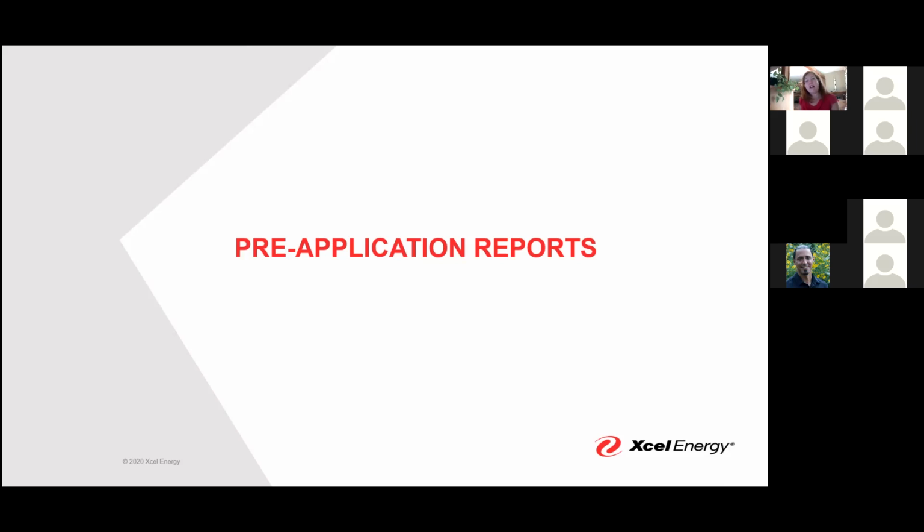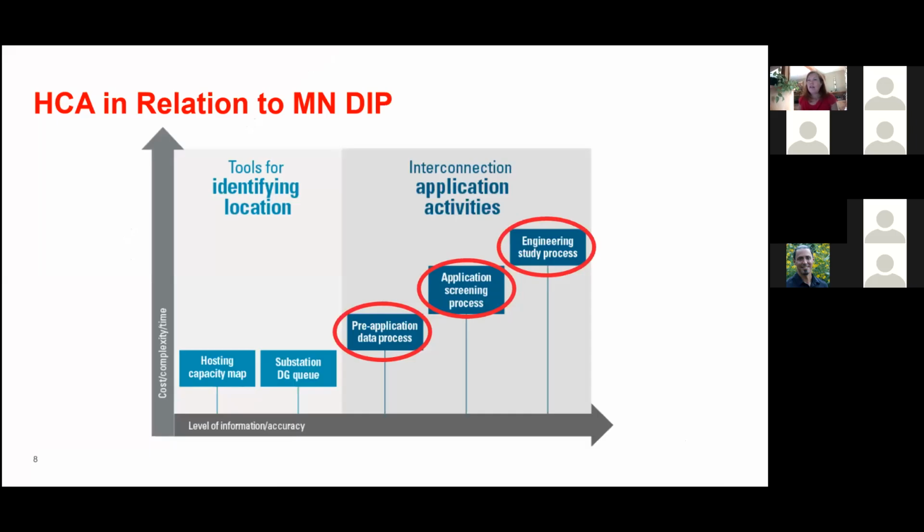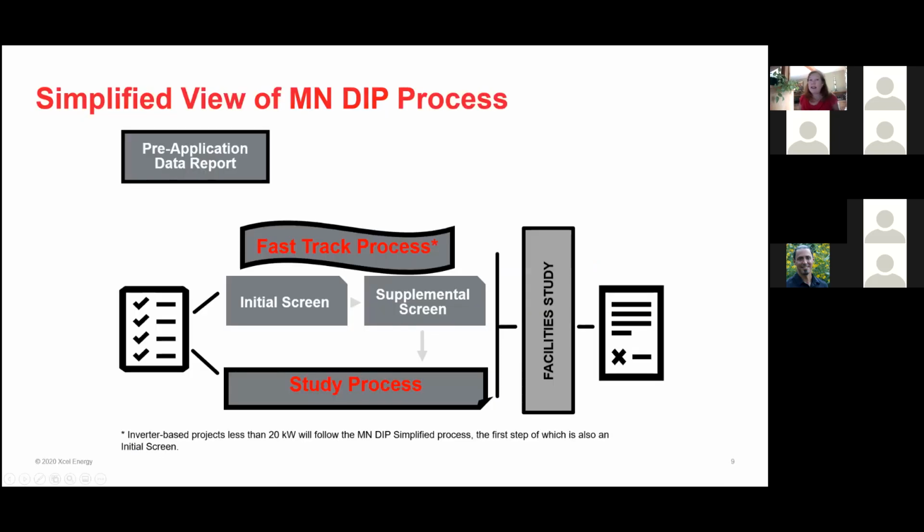But a lot of what we'll try to tease out and talk about is really focusing on how the hosting capacity analysis can integrate into or help improve the different phases of the interconnection process. And that's what we're going to talk about here today. Looking at the hosting capacity analysis in relation to MN-DIP, you have the hosting capacity map on the left, and then you have a substation DGQ. And then our focus for today is talking about how those things integrate into and could help improve the pre-application data process, the application screening process, and the engineering study process. Also, please jump in along the way if you have conversation or questions that you want to share.